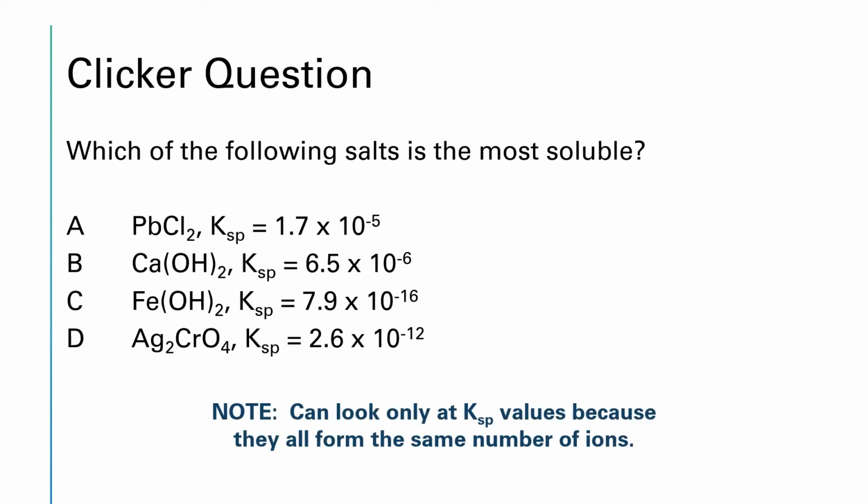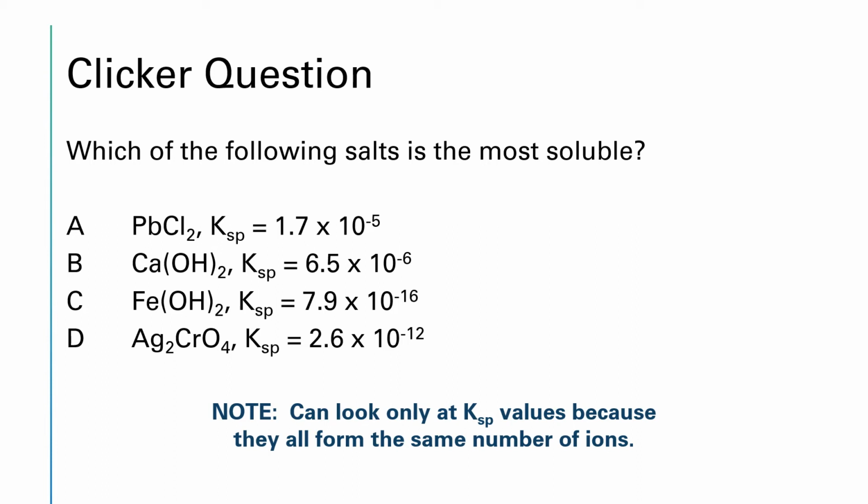Now, that statement that the biggest KSP should correspond to the most soluble is only good because we get an equal number of ions from each one of these compounds. Whether it's PbCl2 or Ag2CrO4, we're getting a total of 3 ions. In the case of silver chromate, we're getting 2 silvers and 1 chromate. In the case of lead chloride, we are getting 1 lead and 2 chlorides. So in either case, we're getting 3 particles total.